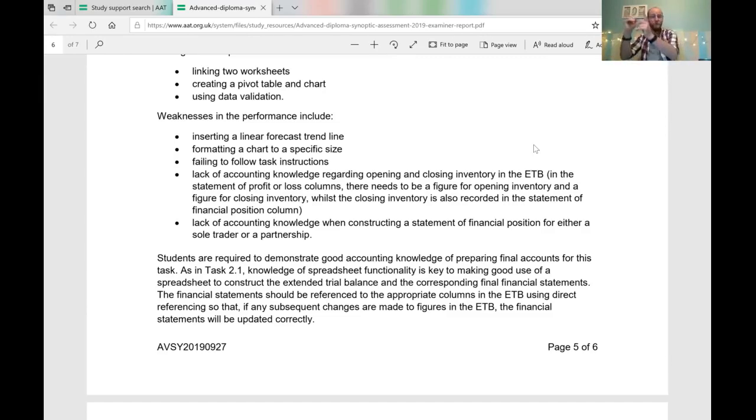As you know, it goes on both. It goes in the profit and loss, and it goes on the statement of financial position, because it's part of the cost of goods sold calculation on our profit and loss, but it's part of our current assets on our statement of financial position as well.